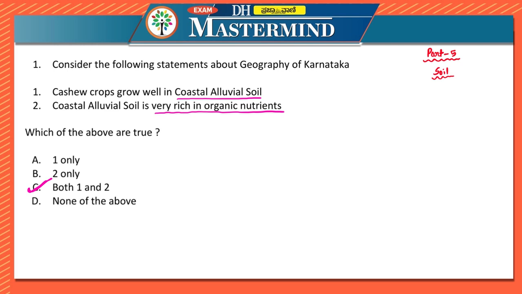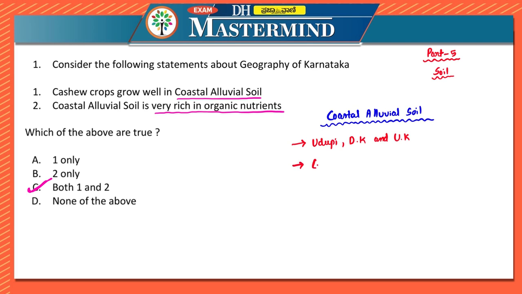Let us look at a few points with respect to coastal alluvial soil. Coastal alluvial soil, as the name itself is saying, it is found in the coastal part of Karnataka. So when it says coastal part of Karnataka, which are the districts which comes into mind there? For us, the first one will be Udupi. Then we have Dakshina Kannada and you have Uttara Kannada. Udupi, Dakshina Kannada and Uttara Kannada have this type of soil.